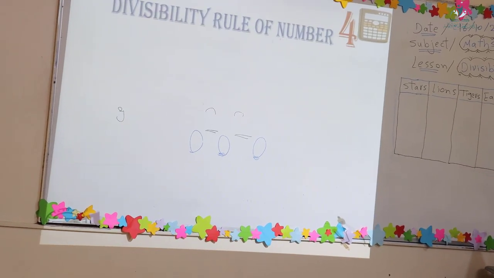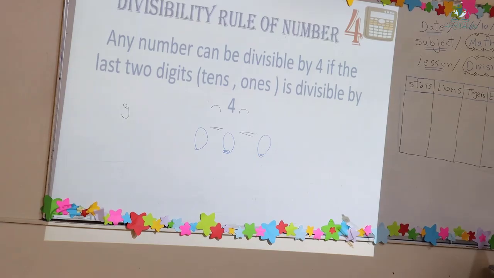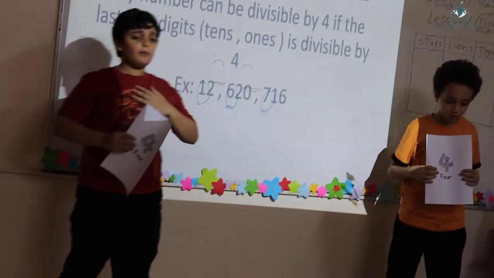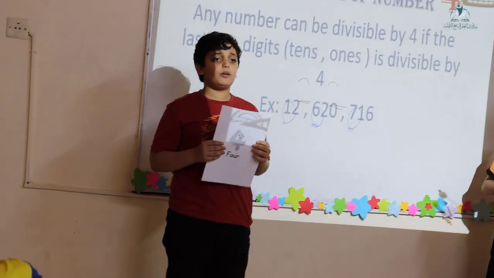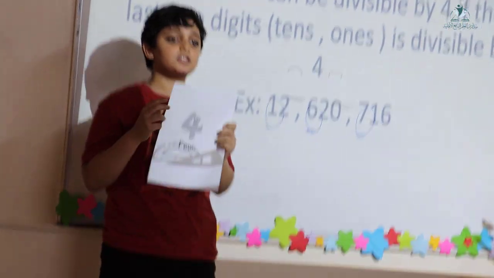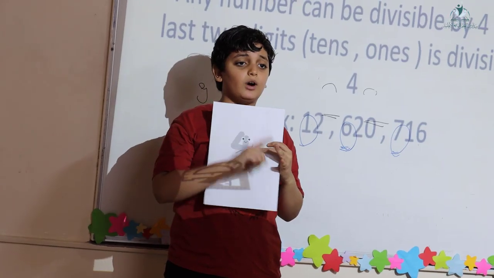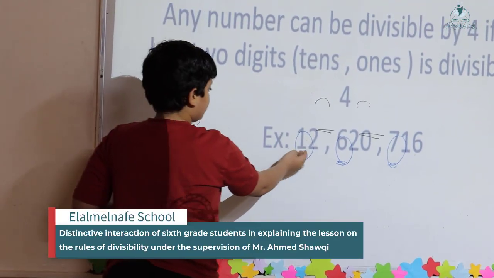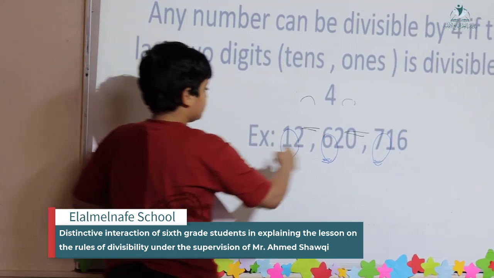divisibility rule of the number 4. Where is the number 4? Introduce yourself. Hello everyone, I'm number 4. Any number can be divisible by me if its last 2 digits, the tens and ones, are divisible by me, such as 12. Here 12 is divisible by me.